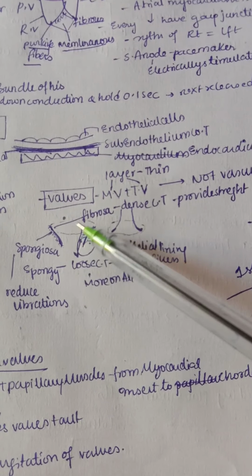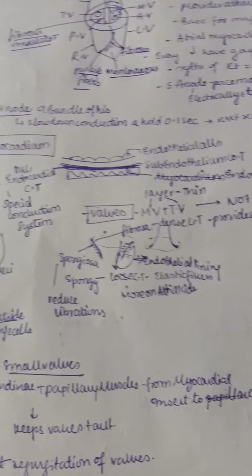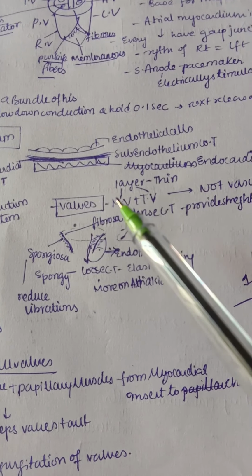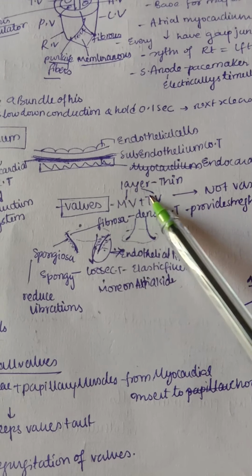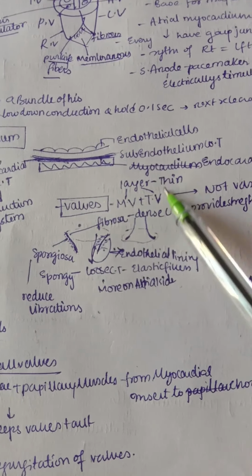As for the valves, we have the mitral valve and the tricuspid valve. Both are formed from the endocardium. Both valves are large and thin.